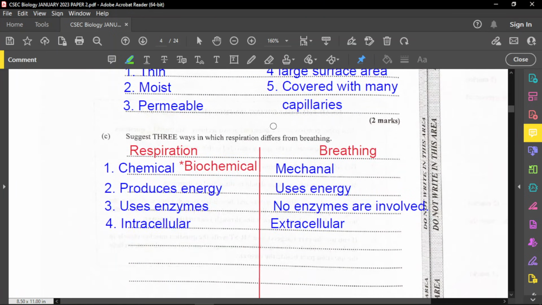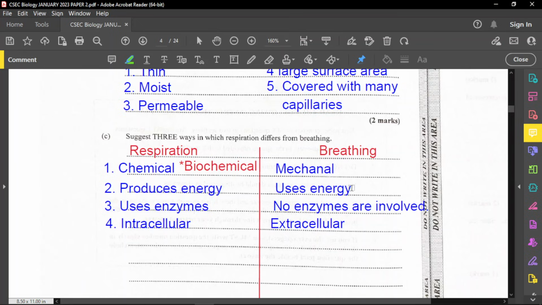All right. And so for part C, it says suggest 3 ways in which respiration differs from breathing. And so respiration is a chemical process. In fact, it's a biochemical process. It also produces energy, uses enzymes, and it is intracellular. While on the opposite end, for breathing, the opposing point is that it is mechanical. While respiration is producing energy, breathing is using energy.